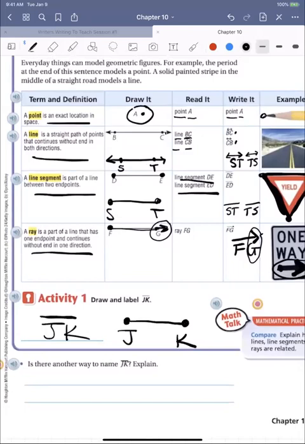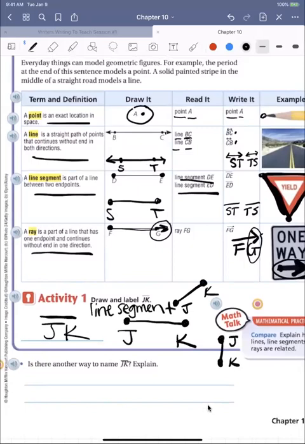You can see on here I drew it so that it's straight. Even if you did it like this, that would still be right. Or if it was like this, that would still be right. As long as they both end on the same side and there's not an arrow that keeps going, we have our line segment. So this was a line segment.